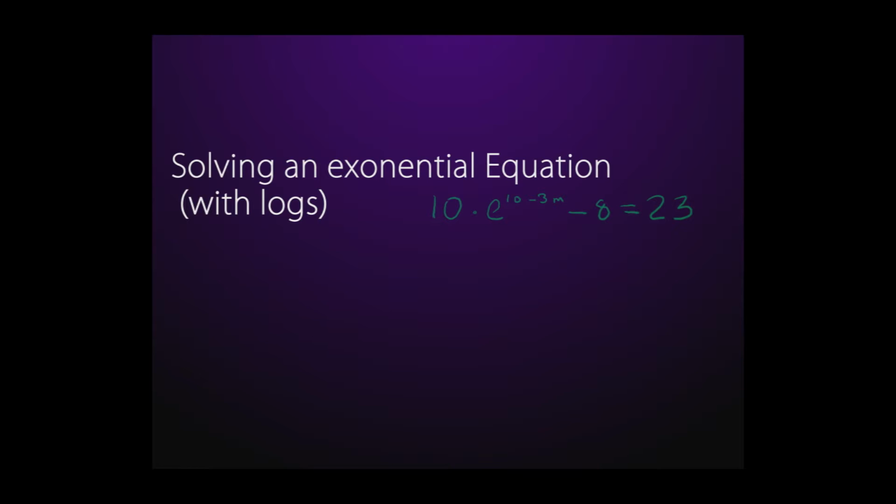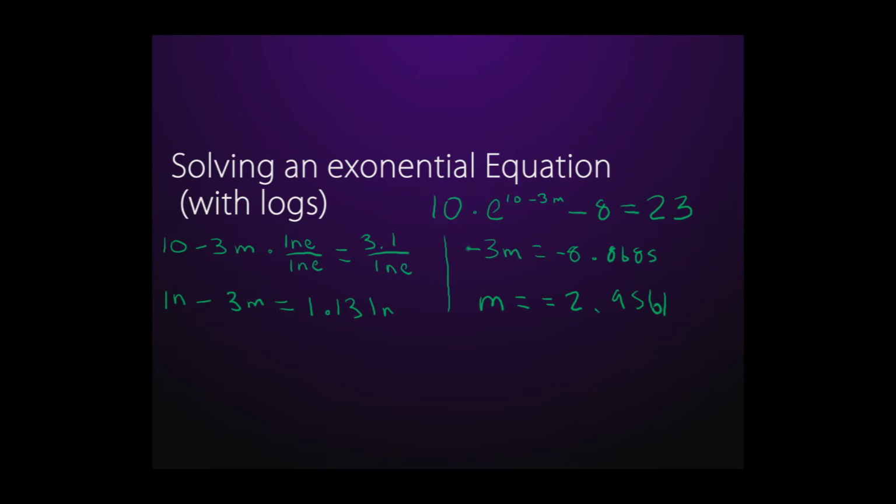So our goal is to isolate the m. For starters, we can move the 8 over to the other side and divide that side by 10. Next, we divide both sides by the natural log of e. Then subtract the other side by 10 and divide it by -3.